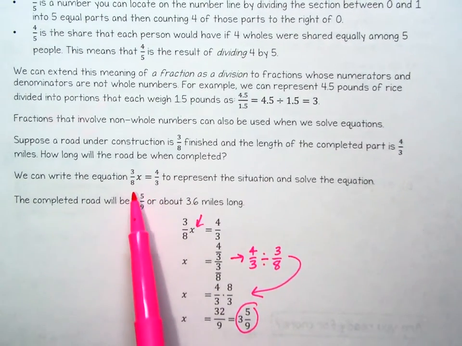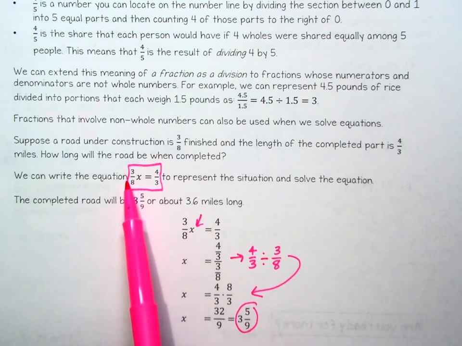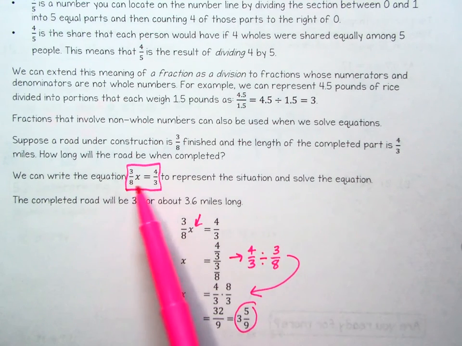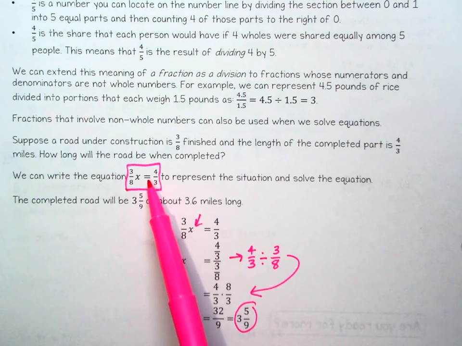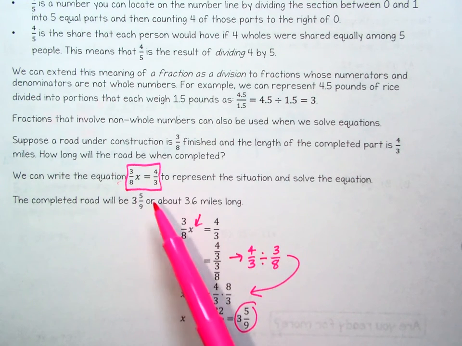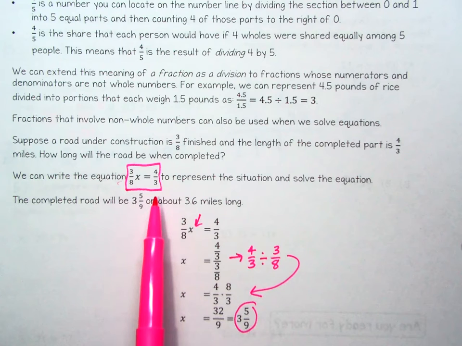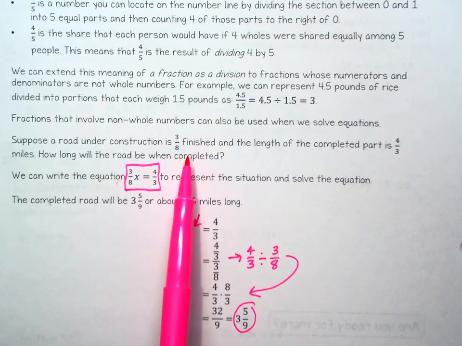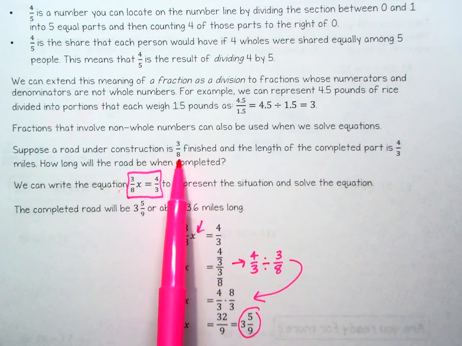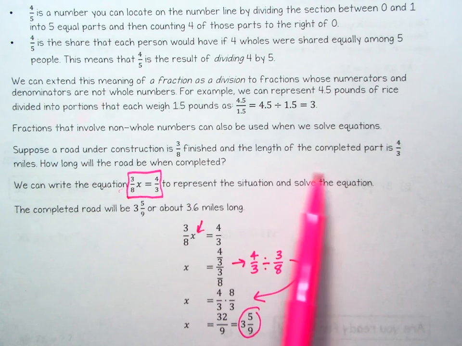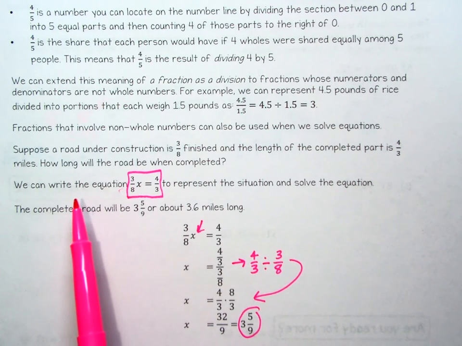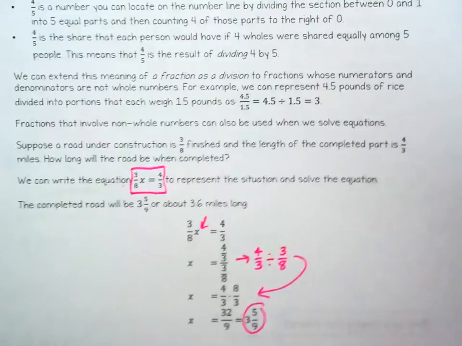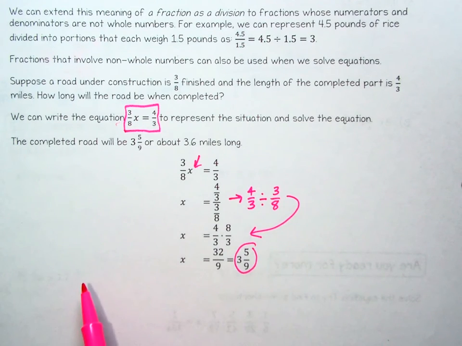Sometimes an equation like this is sort of hard to envision. When you're looking at something like this, it looks very abstract, and it's sort of hard to think about what that means in a real life situation. So this is saying if a road construction is 3/8 finished, the length of the completed part is 4/3 miles. How long will the road be when completed? Let's see if we can find a way to picture that.